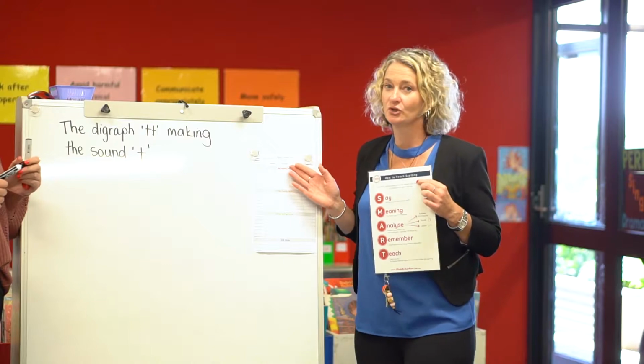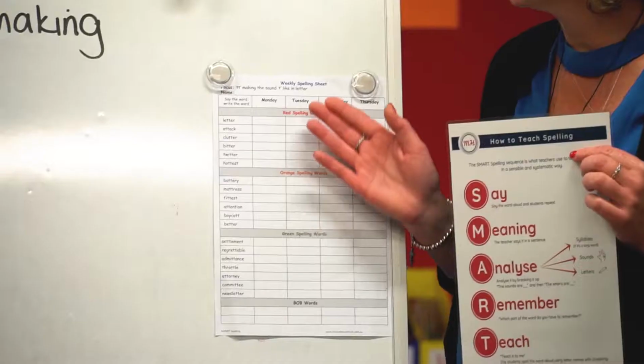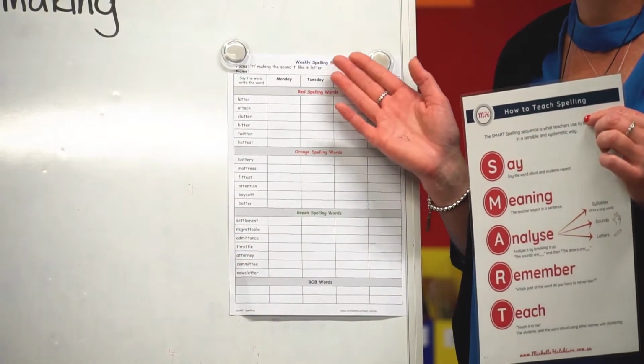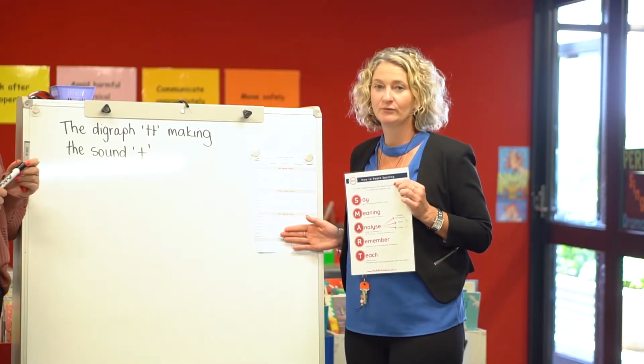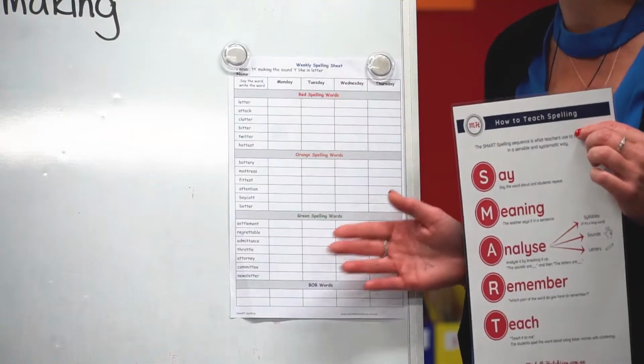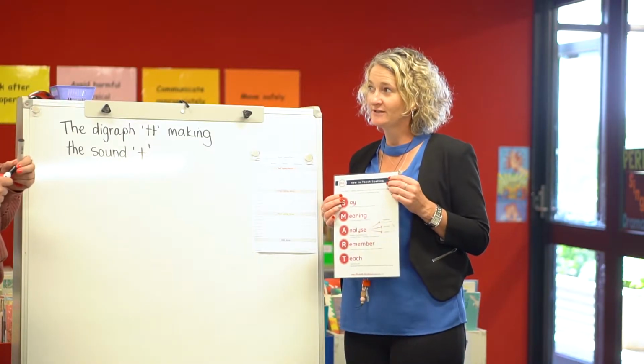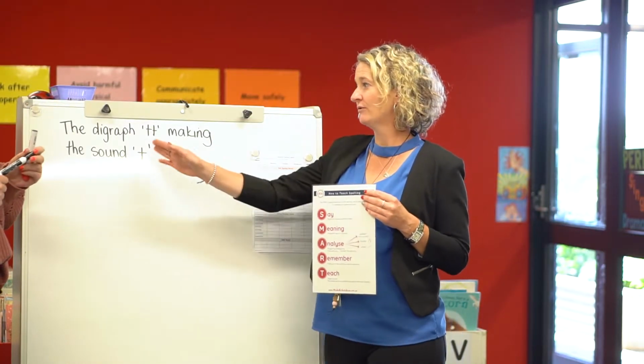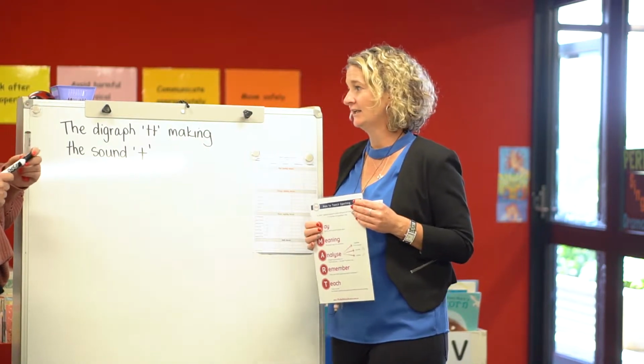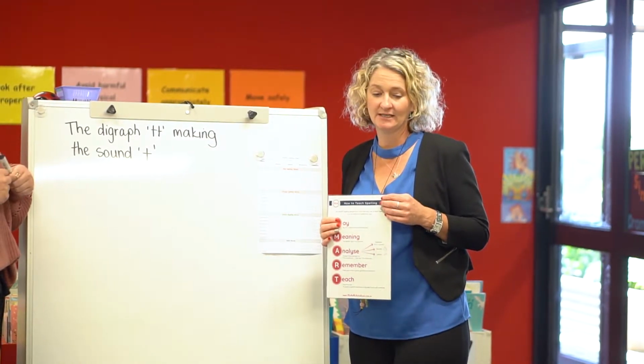Each week the students are given a spelling sheet which has the spelling pattern or focus for that week. There's 3 levels of words so that the spelling words are differentiated according to student needs. Brodie's going to show you the digraph TT making the T sound.